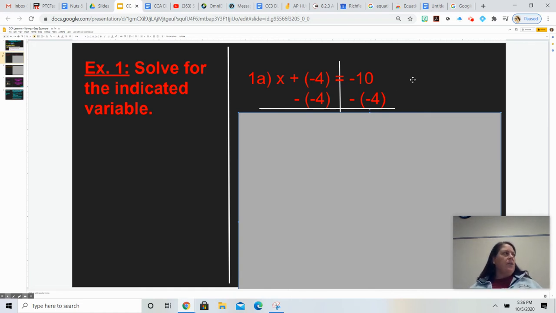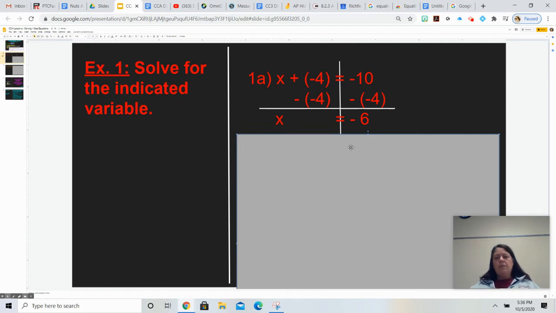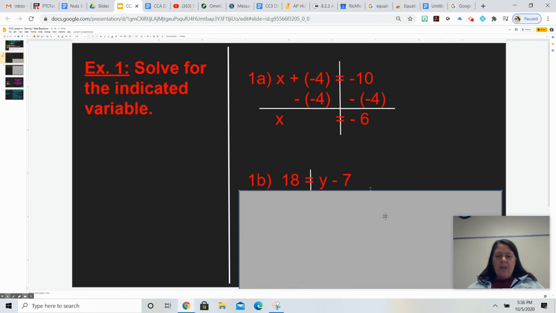It's like a scale in science, or if you're at the playground on one of those teeter-totters, whatever you do to one side you need to do to the other to keep it balanced. So then again, these 4's cancel each other out. And then on the left-hand side, we are left with x. And then when we do -10 minus -4, that's going to end up as a -6. Again, if you were doing that in your head and you were thinking -14, you actually added them instead of subtracted.